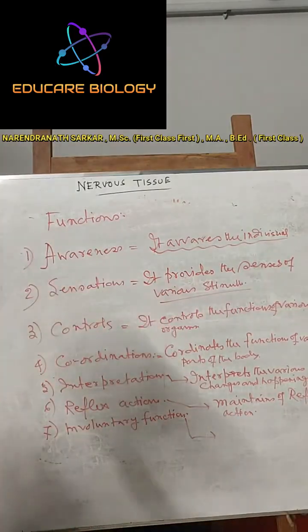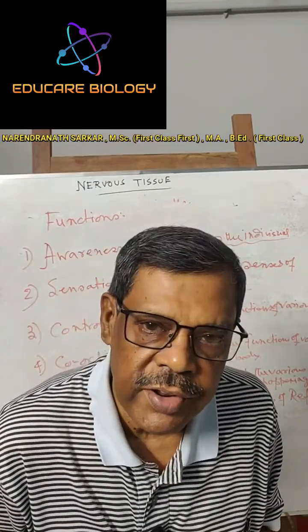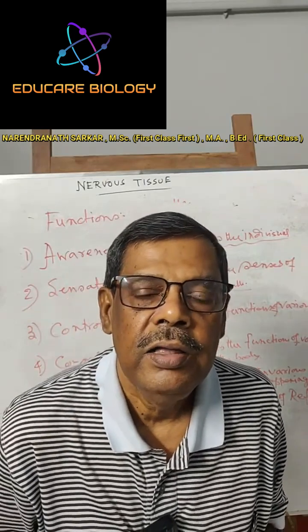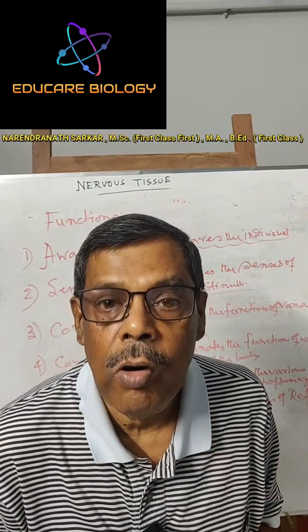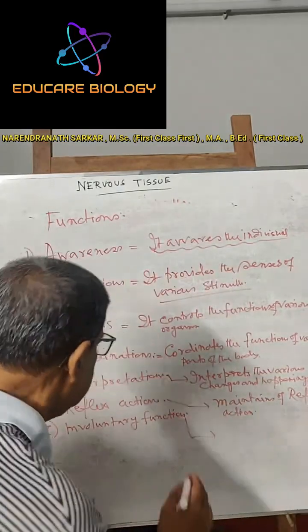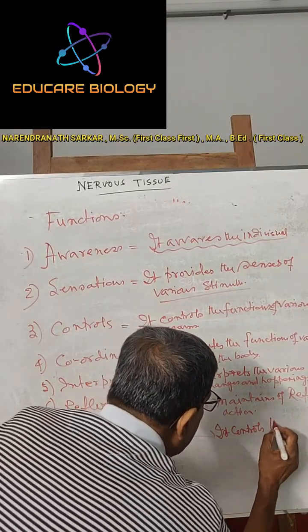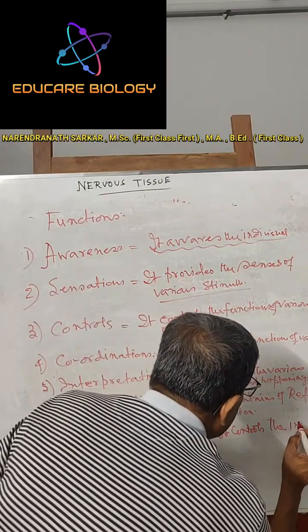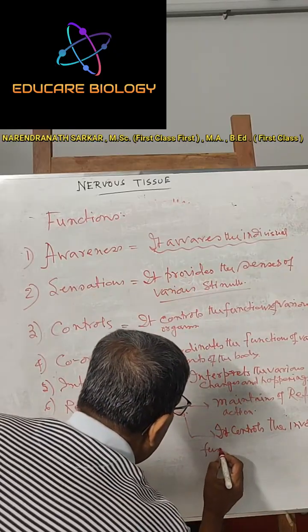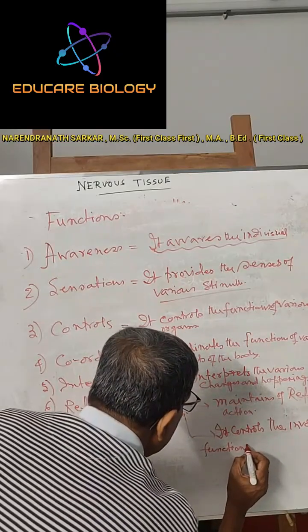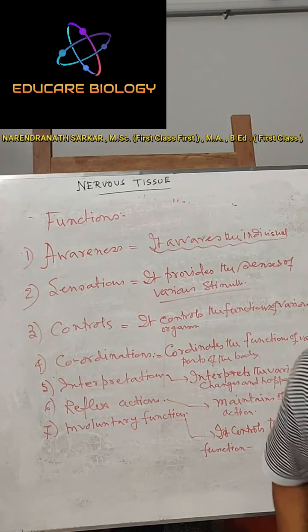Next, involuntary functions. It provides involuntary functions, that is the part of the nervous system called ANS, the autonomic nervous system. It controls the involuntary functions with the help of the autonomic nervous system.